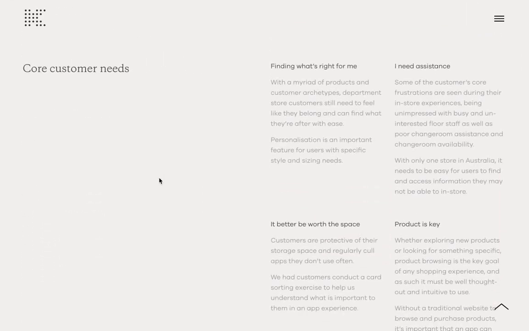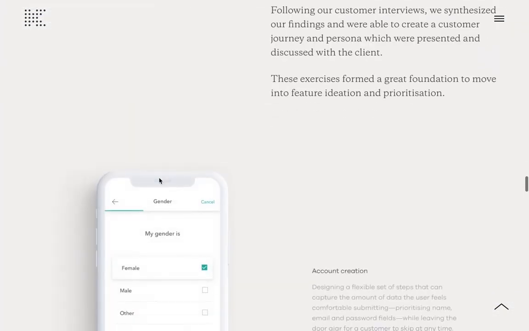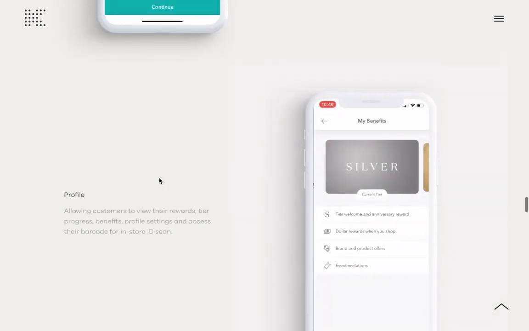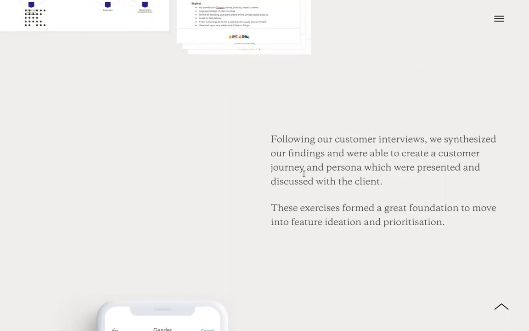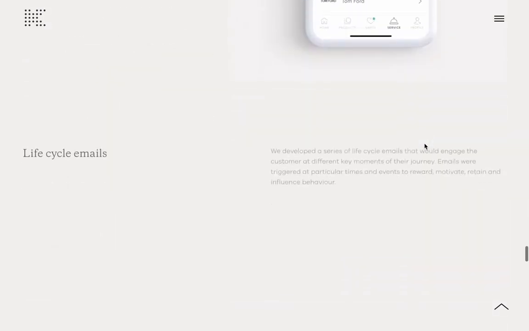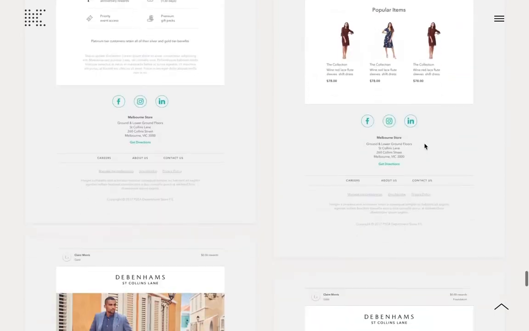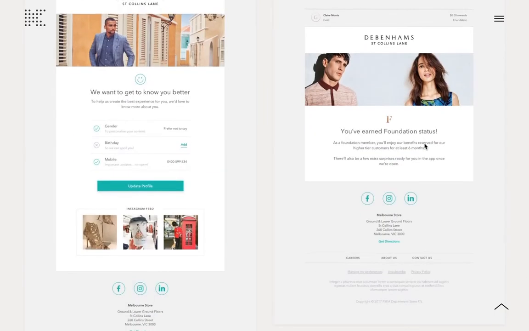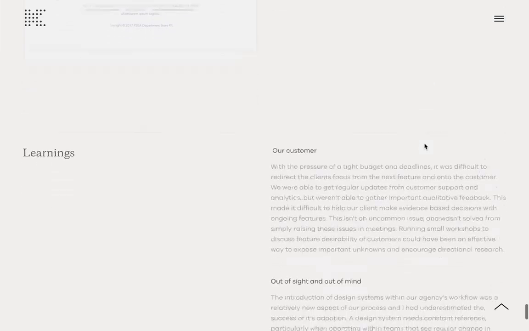So the core user needs, all of this is still from his research, just highlighting all of that. Then there's the design process. Following the user interviews, what was the summary, what were the findings, and all of that. Just list all of that down and share some screens as well. It's telling a story. You need to be sure you're actually telling a story.